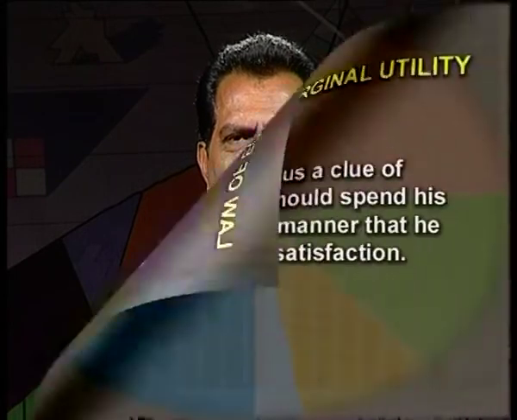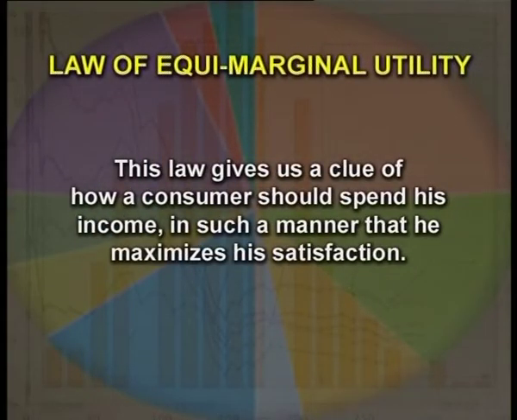In other words, a consumer, as we know, buys many goods and services, and therefore the law tries to teach us how he should spread his income among the different goods, or how he should apportion his expenditure among different goods such that he maximizes his satisfaction. This law gives us a clue of how the consumer should spend his income in such a manner that he maximizes his satisfaction.